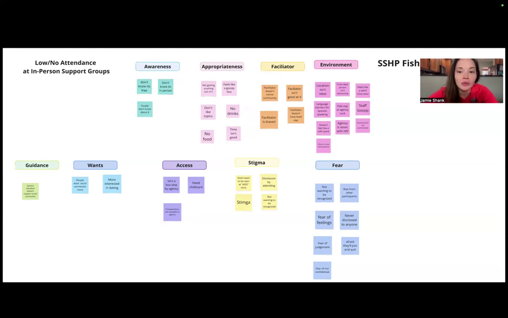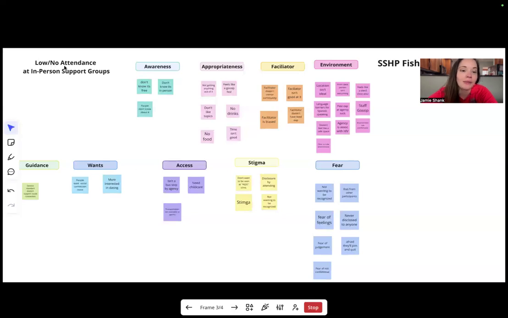So some of the examples we saw included that folks don't know that these in-person support groups are free. They don't know that it's in person, or they just simply don't know about it in general. So again, this might have been something that someone said, people aren't aware, right? But there's different levels of awareness. One, that it's free, two, that it's in person, and then again, just really generally.